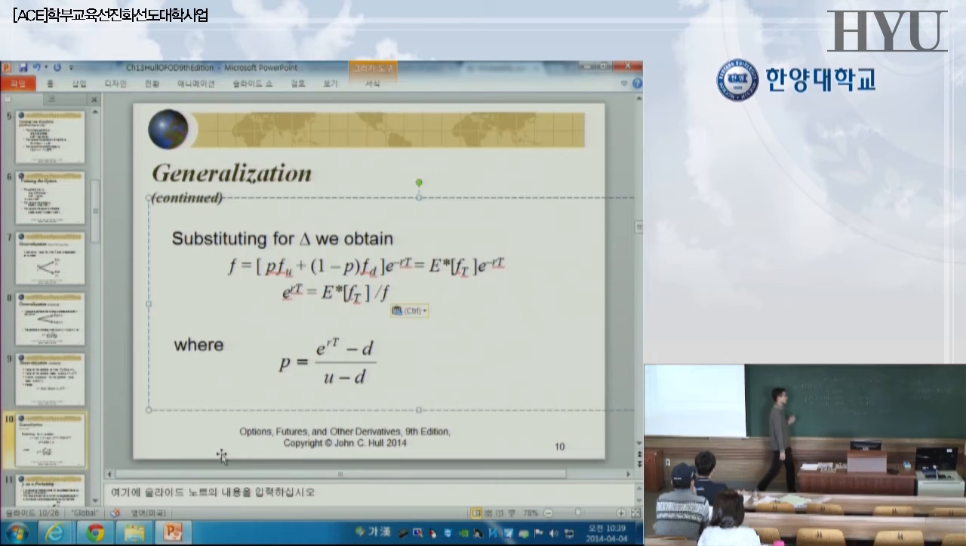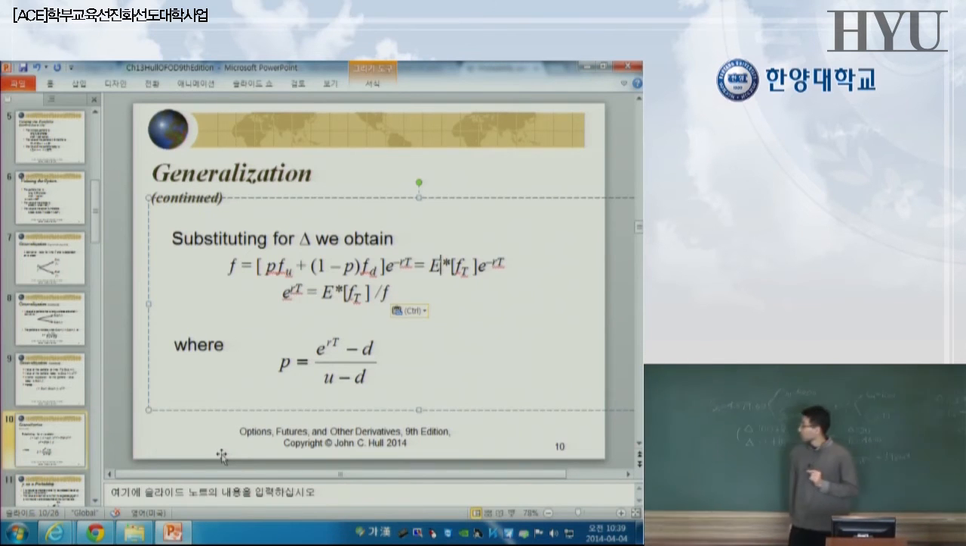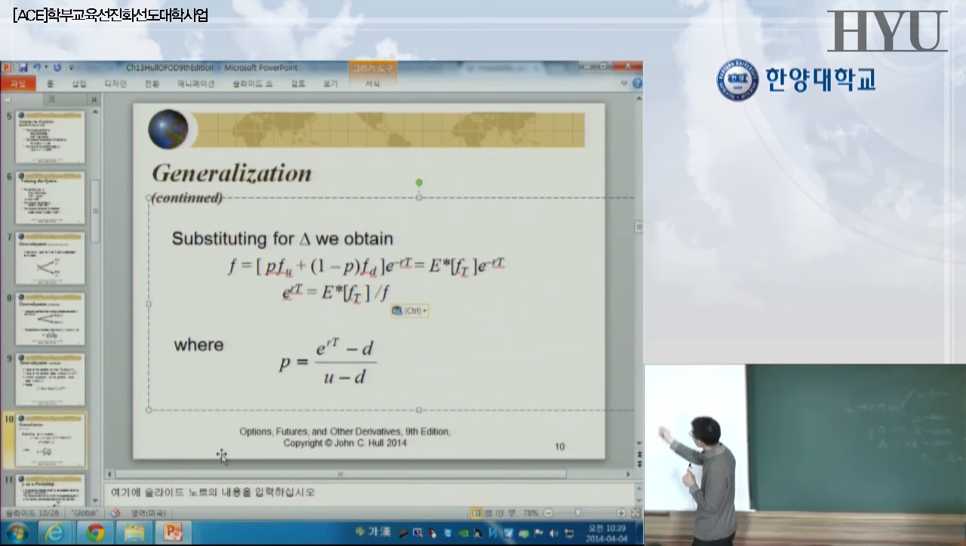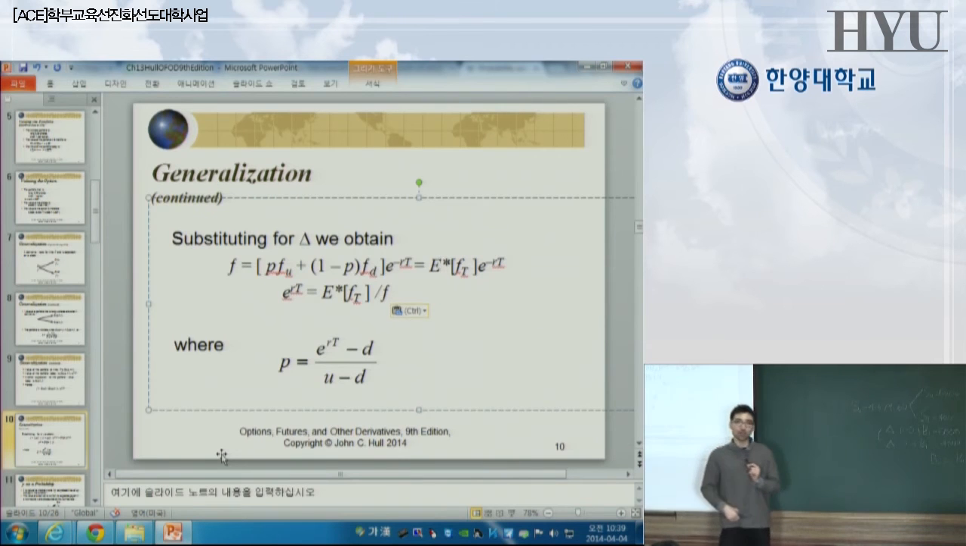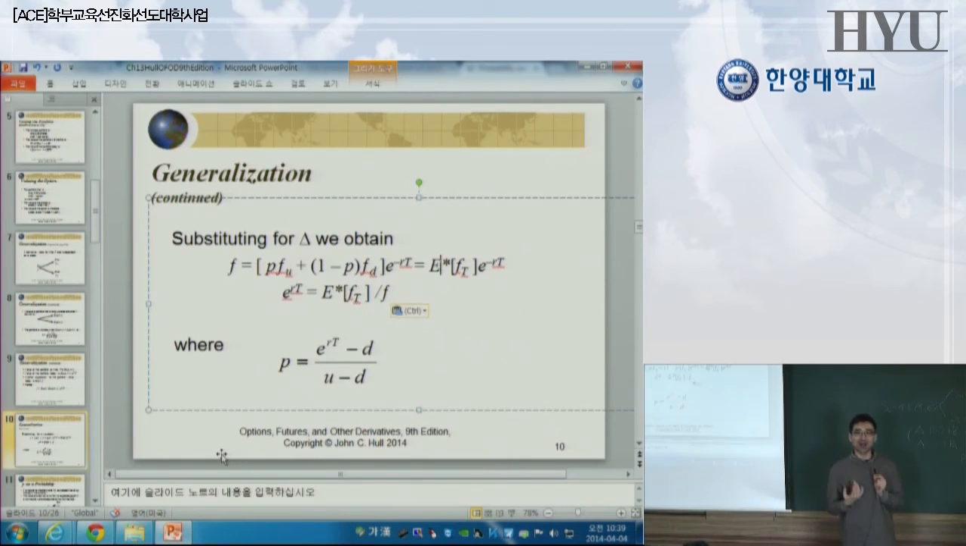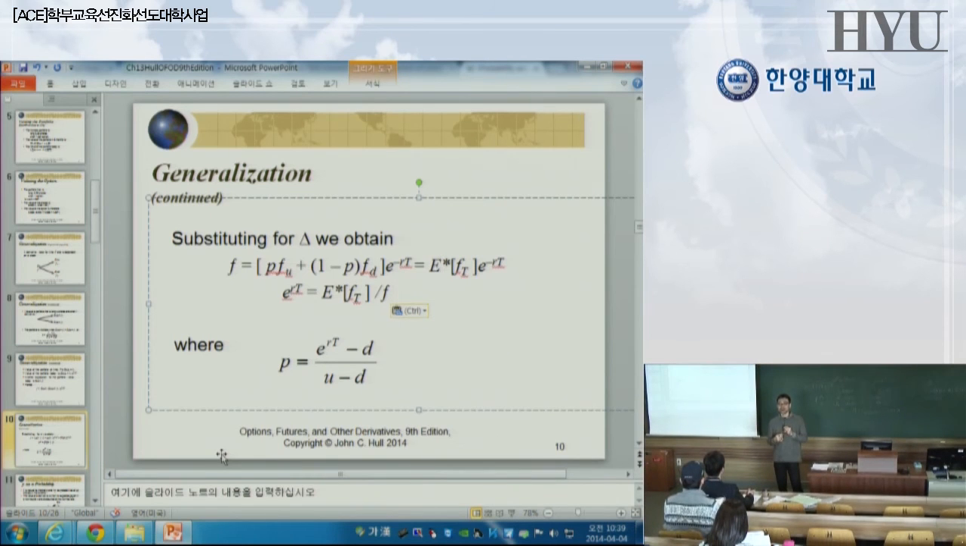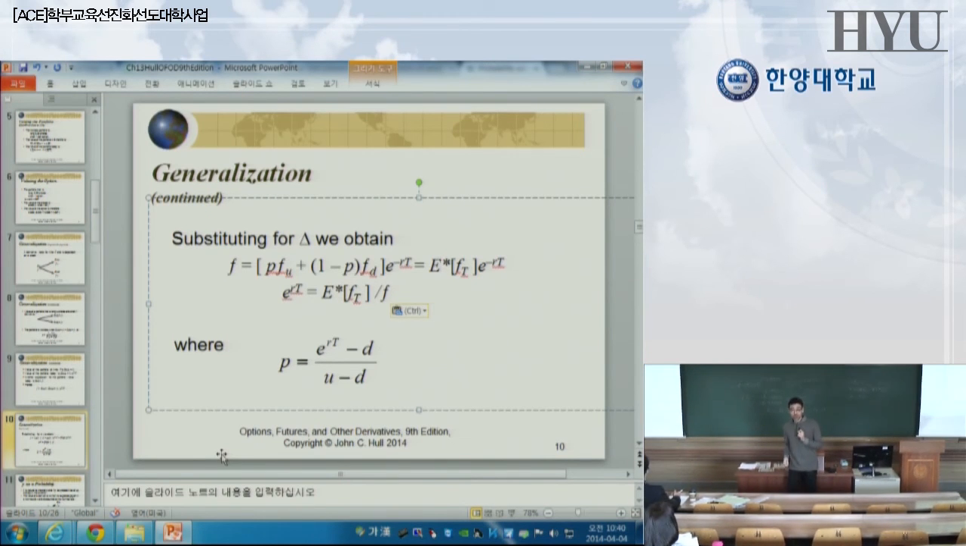Okay. And then let's investigate this P more. The question is, how do you know the P? How can we find the risk-neutral world, the hypothetical world? That's actually the easiest part. In the risk-neutral world, as I told you, the expected return of every asset should be the same. If the expected return of every asset is the same, the expected return of even the stock should be the same as the risk-free rate, right?